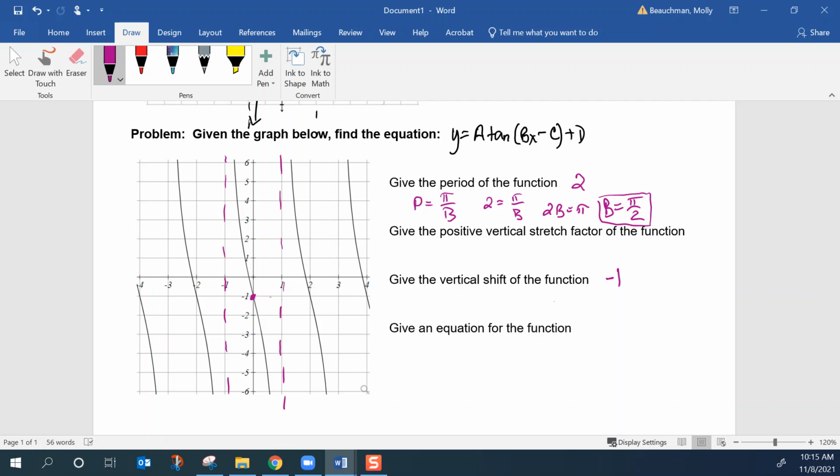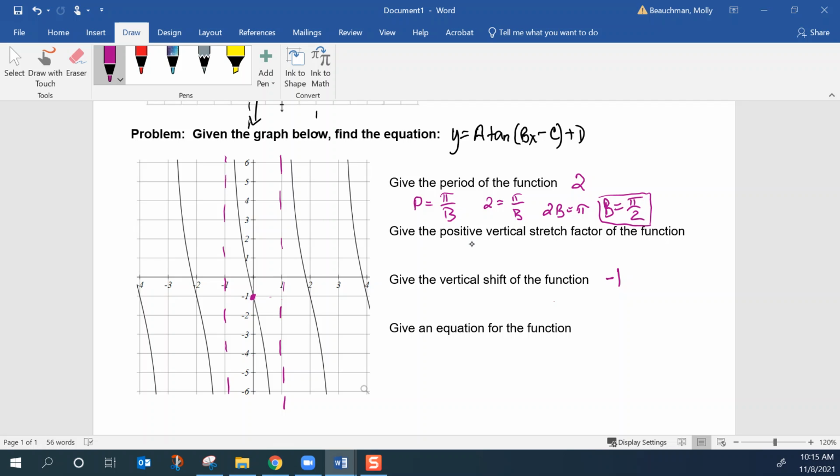So the period of the function is what allows you to find b. The period of the tangent function is equal to pi, because that's the period of the tangent function, divided by b. Substitute 2 for the period: 2 equals pi over b, and we end up with b is equal to pi over 2. So that's the value for b when we get to the equation down below.